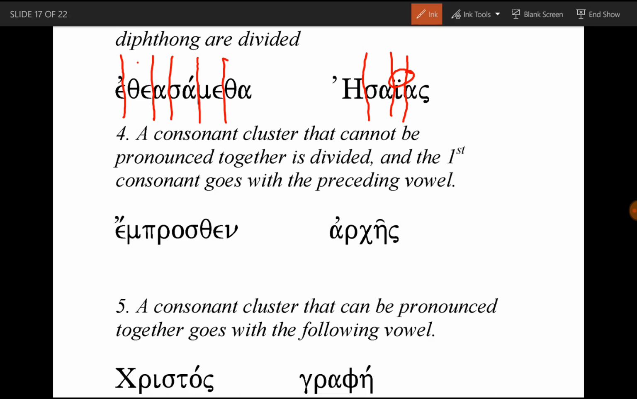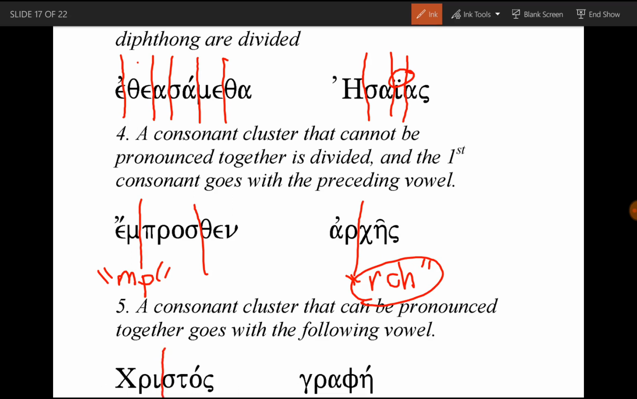Then we have, I would divide it this way, em-prosthen, ar-hes, because these M sounding and P sounding letters cannot be pronounced together. And these R sounding and CH sounding letters cannot be pronounced together. You don't see English words ever beginning this way, and therefore it's not a true cluster. But here, Christos and graphe. That's how you would divide those syllables and pronounce them.